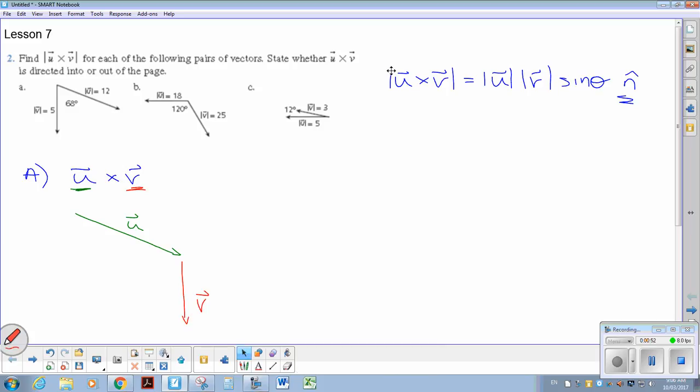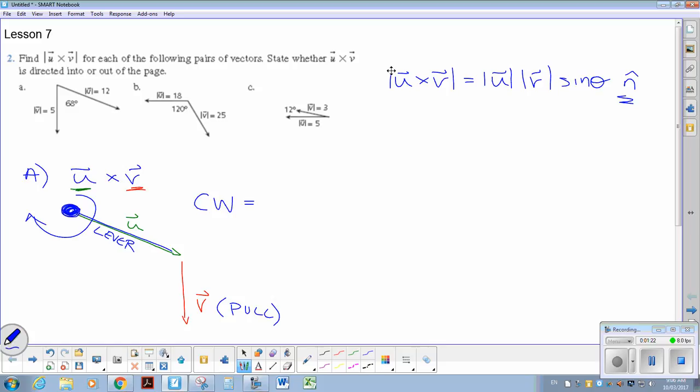And what happens is that we think of the u vector as a wrench. So at the tail of the u vector is a point of rotation. This is what we're rotating around, and here's our lever. This is our lever. The v is the pull. If you pull on this lever, we are going to get a rotation in that direction, which means a rotation that is clockwise. And some of you might have heard this rule if you took a tech class maybe or at home: righty tighty, lefty loosey.